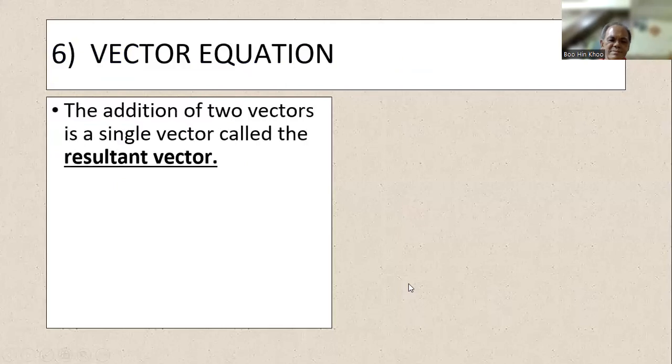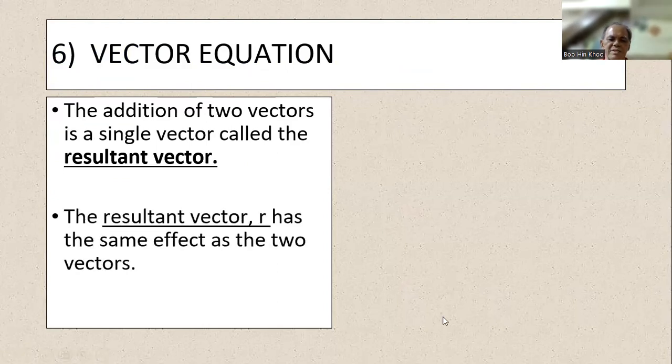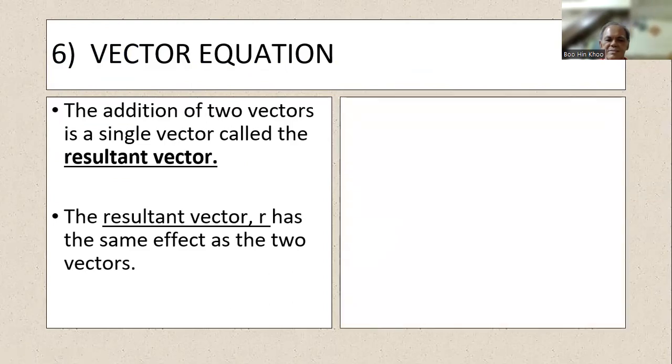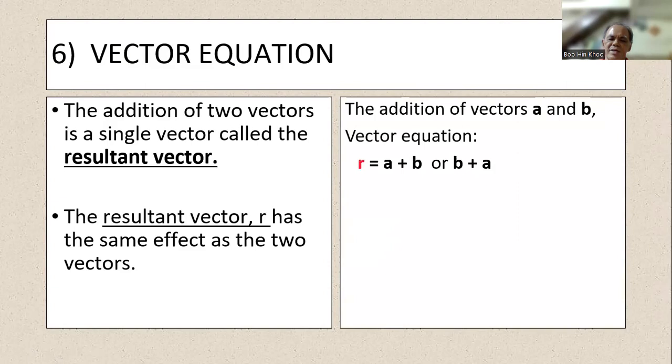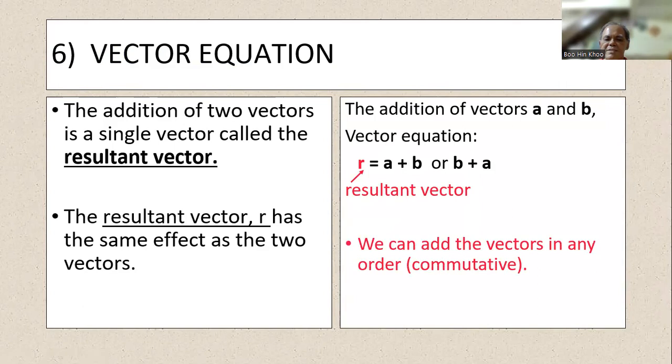Vector equation. The addition of two vectors is a single vector called the resultant vector. The resultant vector R has the same effect as the two vectors. Addition of vectors A and B, we write as the equation A plus B or B plus A. R is called the resultant vector. We can add vectors in any order. I can start with A first, then draw B. Or I start with B first, then draw A.